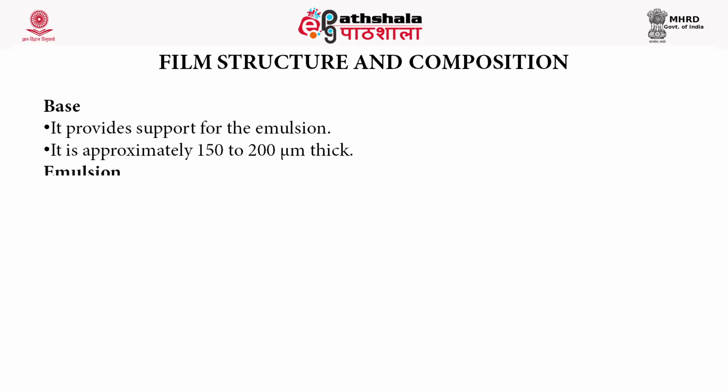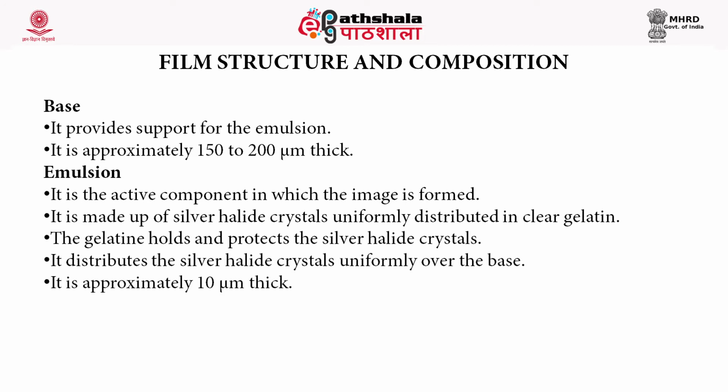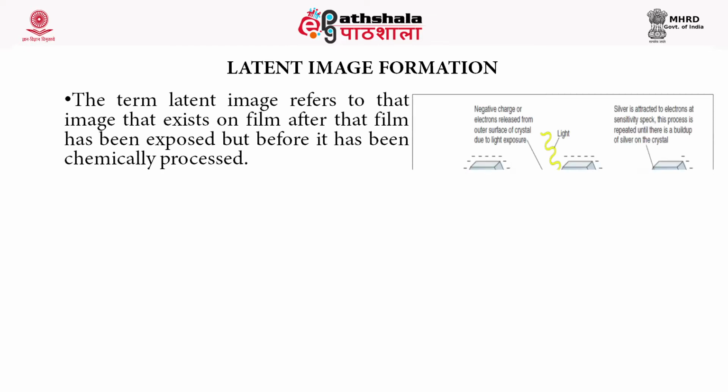The film has a base. This base is used to provide support to the emulsion, and the typical thickness of the base of the film is 150 to 200 micrometer. The emulsion is the only active component in which the image is formed. It is made up of silver halide crystals that are uniformly distributed in clear gelatin. The gelatin holds and protects the silver halide crystals. It distributes the silver halide crystals uniformly over the base. The thickness of emulsion is approximately 10 micrometer. Now the image that is formed on the film is a latent image, which is further processed to make it visible.